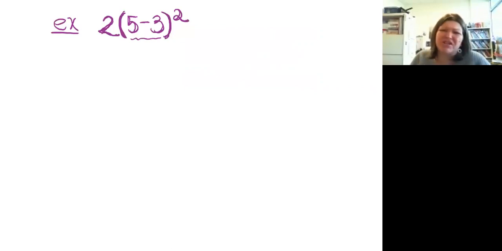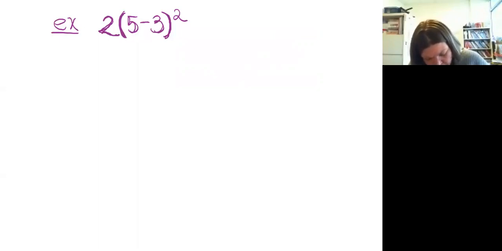Plus, that just happens on the GED. They have problems where they ask you to translate math into English and English into math. If you don't know my language, you'll never be able to do it in a million years. Okay, so 2 times the quantity of 5 minus 3 squared. Let's look at our order of operations here to see what our first step should be.